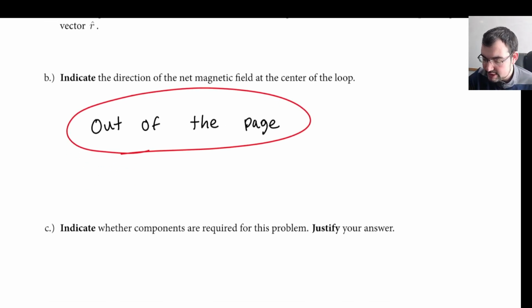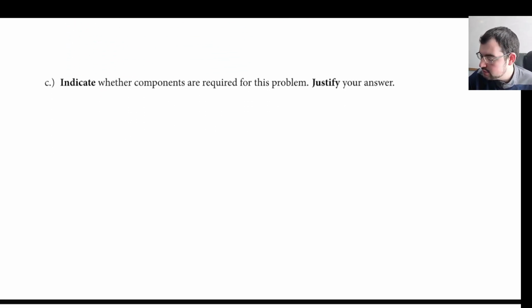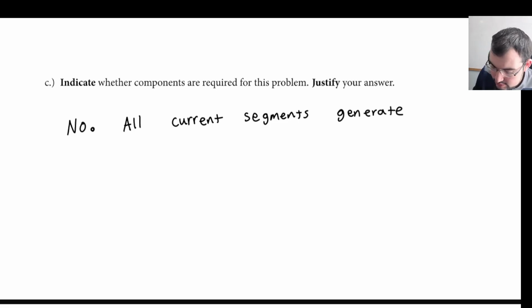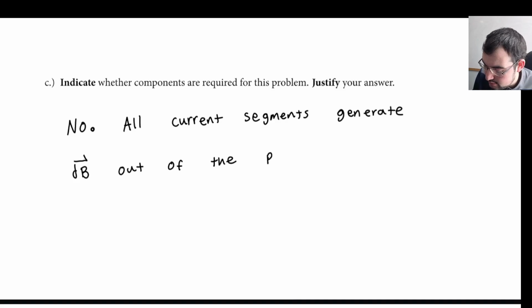Are components needed? No, because we said that every single current distribution part is generating an out of the page field. So no, because all current segments generate a magnetic field contribution dB, which is out of the page. So there's no subtraction because there's no canceling, it's pure addition.